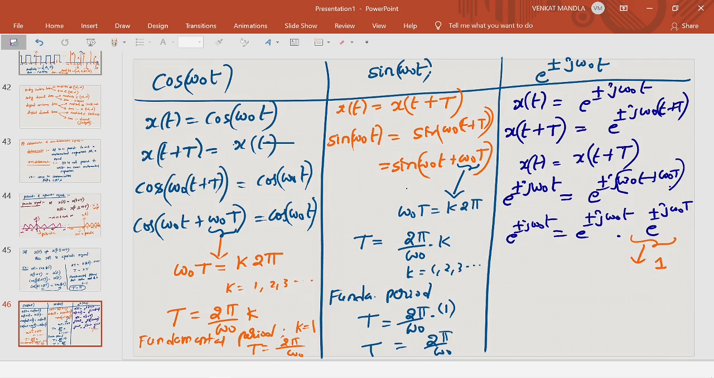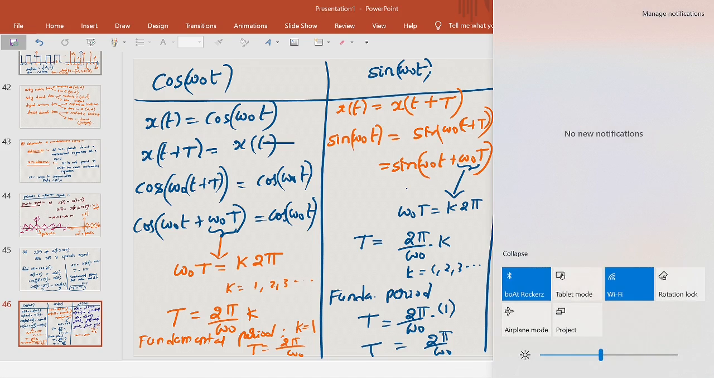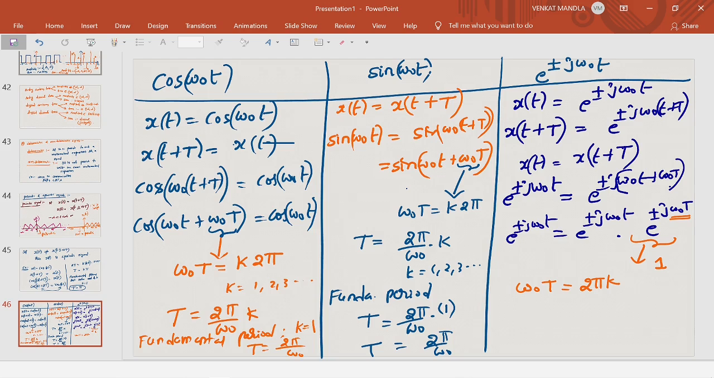If this value is 1, then e power plus or minus j omega naught t equal to e power plus or minus j omega naught t, the same signal will come. Then it is periodic. So what is the condition to get this one? That omega naught into capital T equal to 2 pi k, 2 pi into some integer. Why? E power plus or minus j 2 pi k is cos 2 pi k plus or minus j sin 2 pi k.